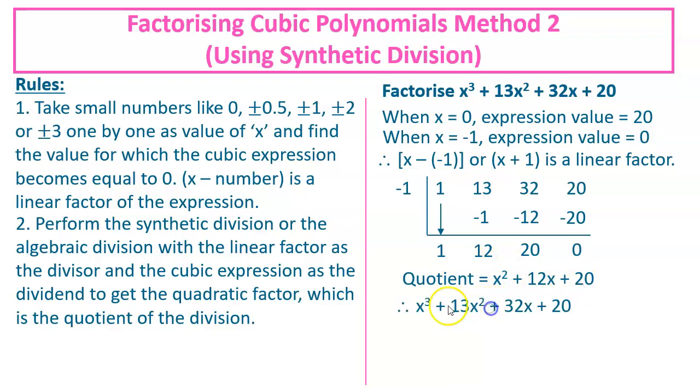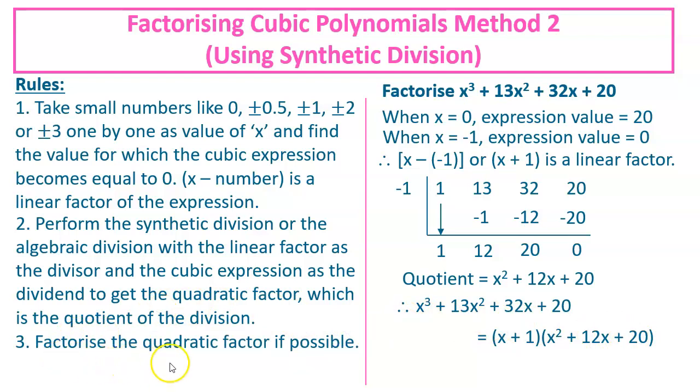So now we can write the given cubic polynomial x cubed plus 13x squared plus 32x plus 20 as x plus 1, because x minus minus 1 is x plus 1, times this quadratic factor, x squared plus 12x plus 20. And finally, factorize the quadratic factor if possible.